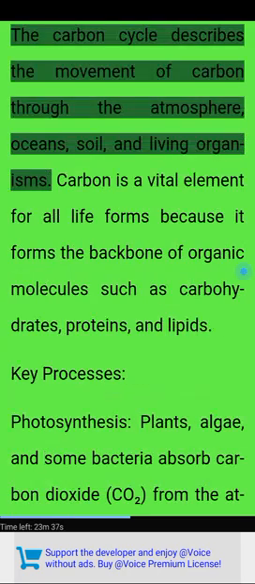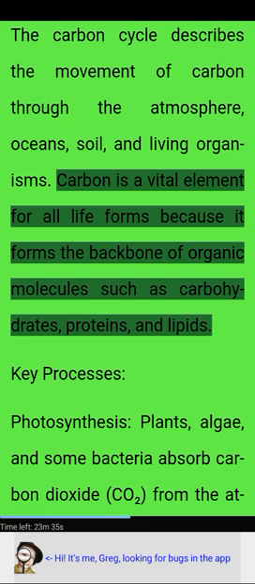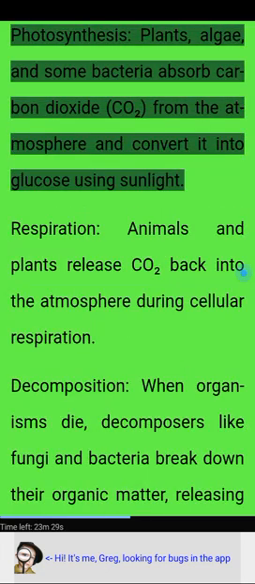1. The carbon cycle. The carbon cycle describes the movement of carbon through the atmosphere, oceans, soil, and living organisms. Carbon is a vital element for all life forms because it forms the backbone of organic molecules such as carbohydrates, proteins, and lipids. Key processes. Photosynthesis: plants, algae, and some bacteria absorb carbon dioxide (CO2) from the atmosphere and convert it into glucose using sunlight.